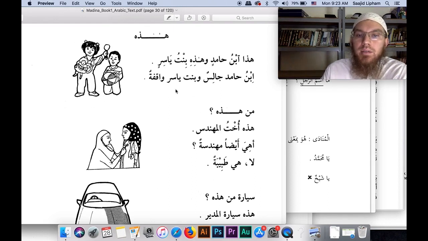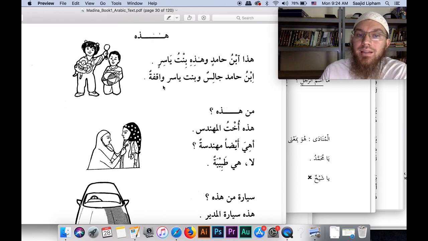Now the last thing we want to take note of is jalisun and waqifatun. Is there anything that you notice about these two phrases that relates to something that we've studied in the past? Well, Ibn Hamidin, the son of Hamid, is masculine. We're talking about a boy. Therefore, jalisun, sitting, is in its masculine form. And bintu Yasirin, the daughter of Yasir, is feminine. Therefore, waqifatun, standing, is in its feminine form.